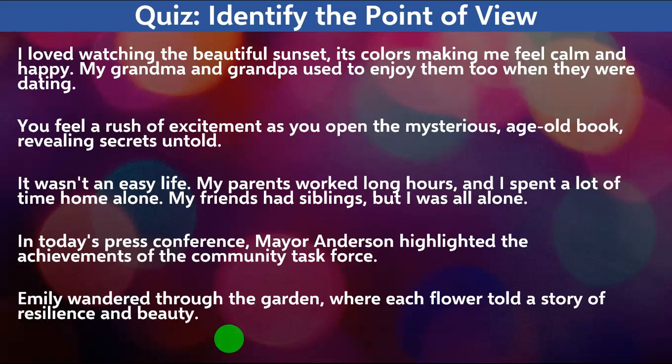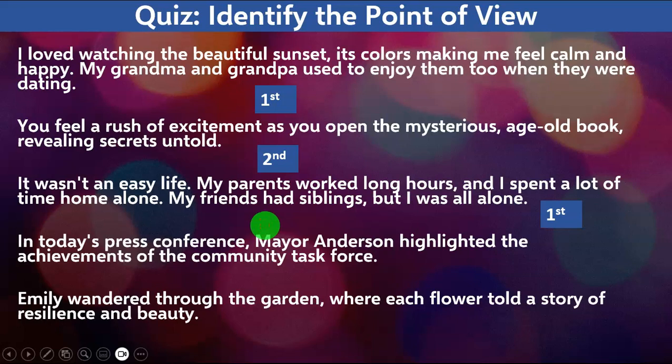Alright, let's look at the first one. The first one is in the first person. The pronoun I. The person is talking about himself or herself. Number 2, you feel a rush of excitement. This is in the second person. Remember the pronoun you, right? When you're addressing somebody else, you feel a rush of excitement.